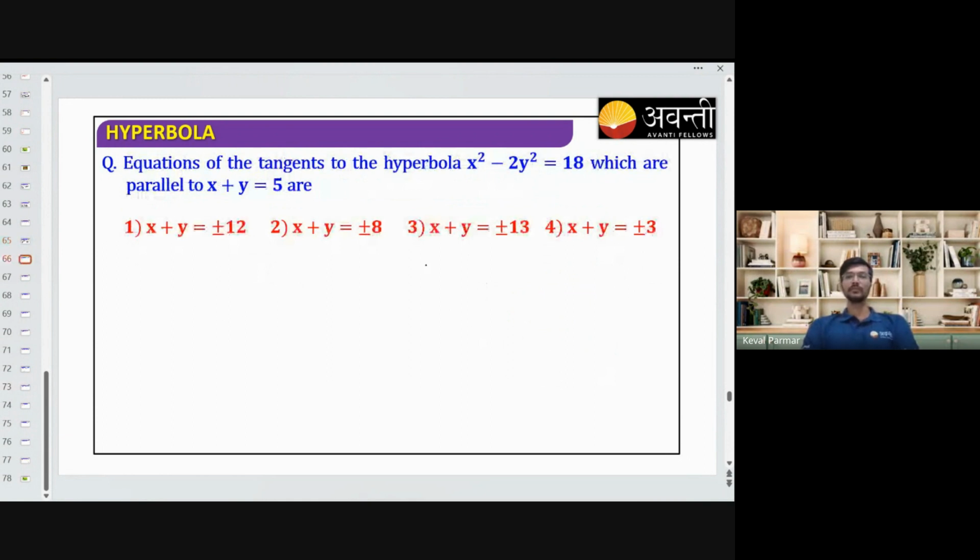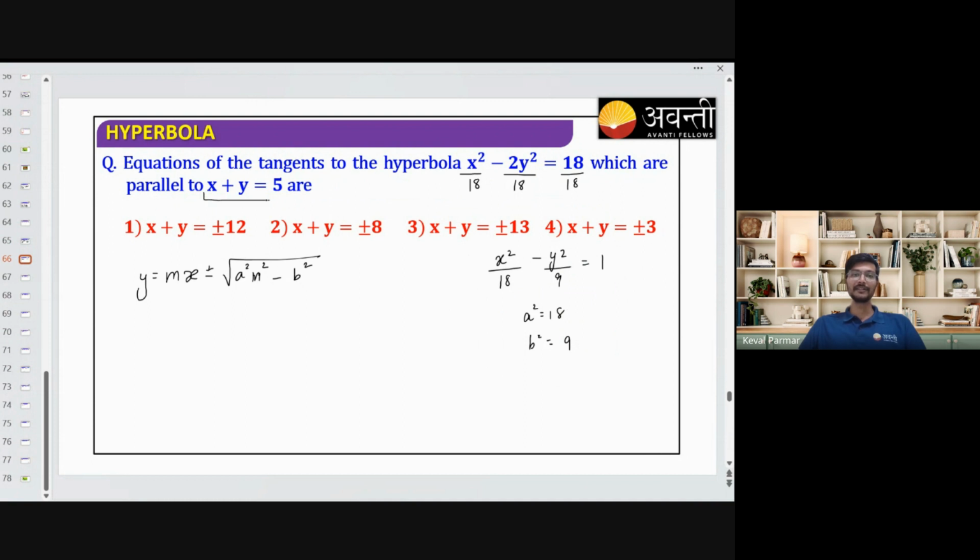Equations of the tangents to the hyperbola, which are parallel to the line. Now, we know that the equation of tangent in slope form to the hyperbola is y = mx plus minus the square root of a square m square minus b square. So for this hyperbola, if I divide by 18, what equation will I get? x square upon 18 minus y square upon 9 equals 1. So I can easily get a square as 18 and b square as 9.